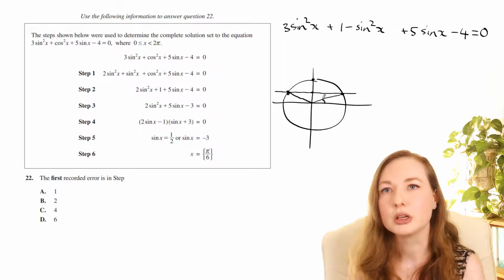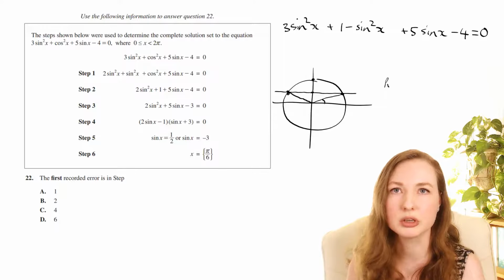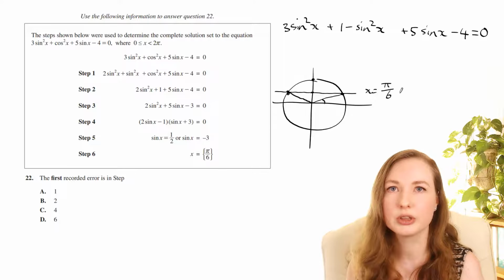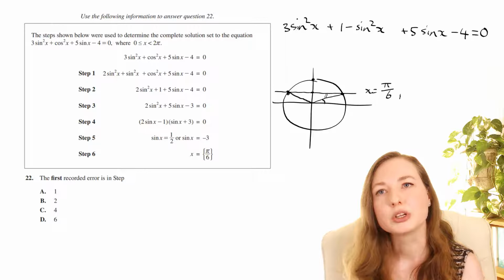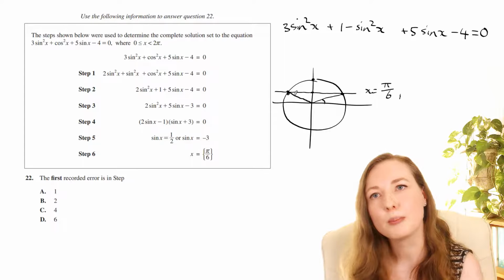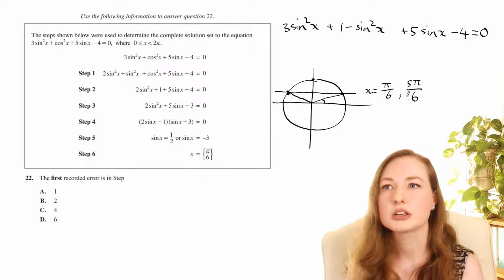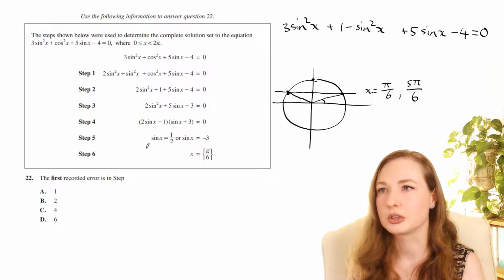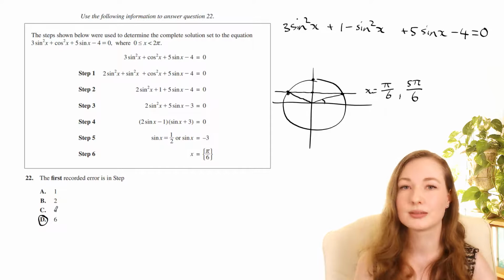So x is going to be this angle, which appears to be 30 degrees, or pi on 6. That's one solution, so that's the one they've got there. But then there's also this angle over here, which is going to be pi minus pi on 6, which makes 5 pi on 6. So there's actually two solutions to this equation. So the error is actually in step 6. So D is the answer to that one.